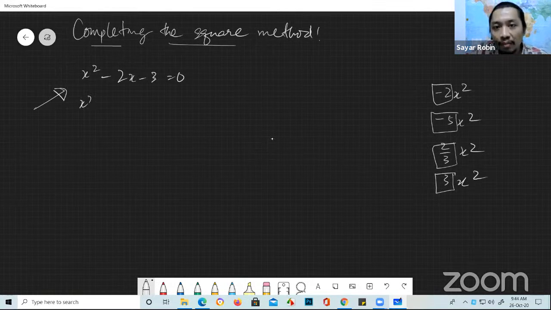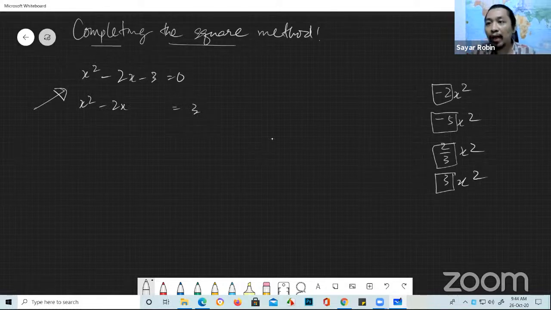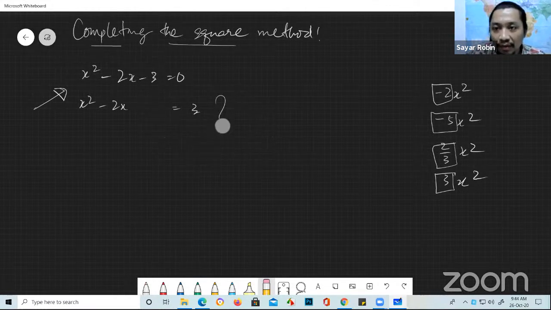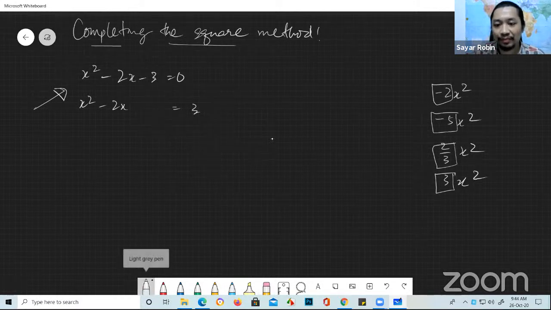The next step is x squared minus 2x is equal to 3. We have to move the constant term to the right-hand side. Then we think about which number we are going to add to complete the square. If you add a number on this side, you have to do it on both sides at the same time because of the equation properties. In any equation, whatever you do on the left-hand side, you have to do on the right-hand side too.